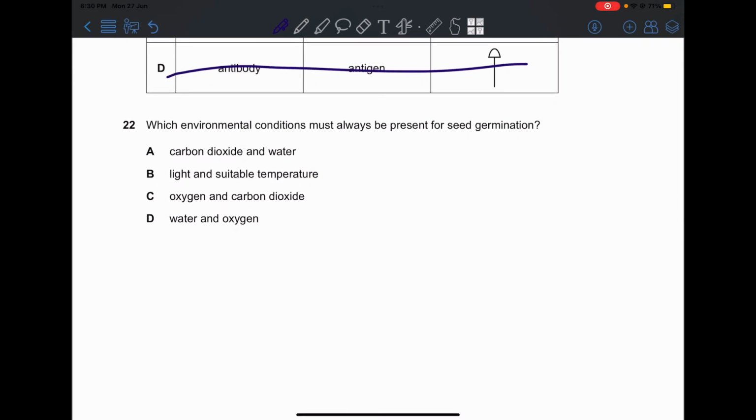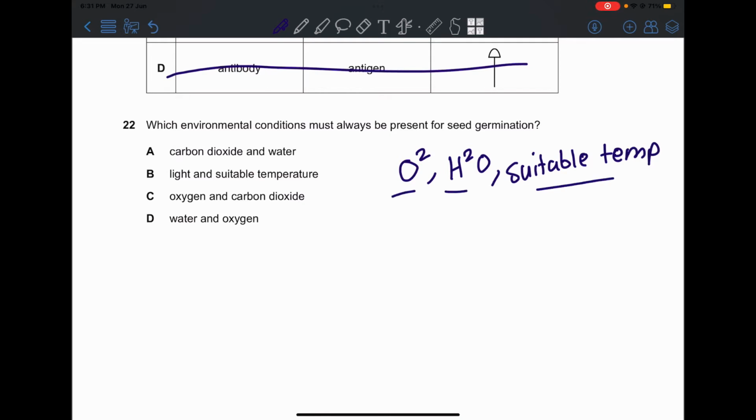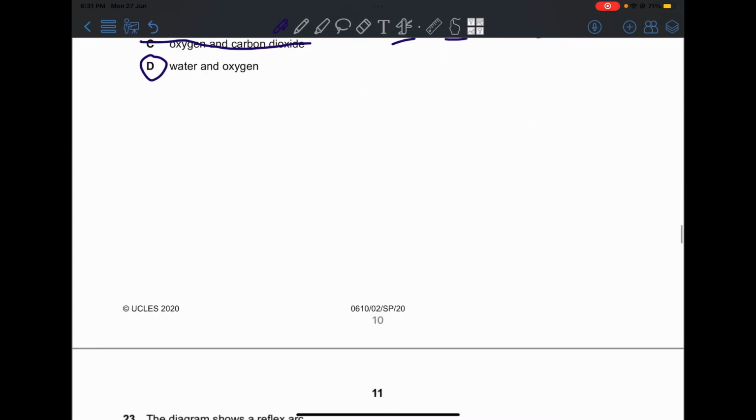22. Which environmental conditions must always be present for seed germination? So we know that for seed germination we require oxygen and we require water. And we also require suitable temperature. So let's read the options. A, carbon dioxide and water, we don't require carbon dioxide. B, light and suitable temperature. We don't require light in seed germination. C says oxygen and carbon dioxide. Of course not. D says water and oxygen, which is actually correct. So our answer is going to be D.